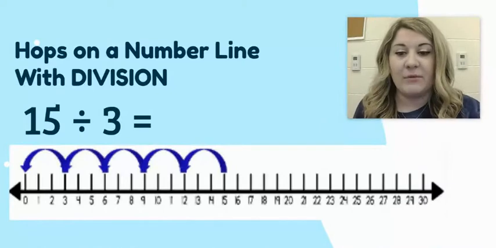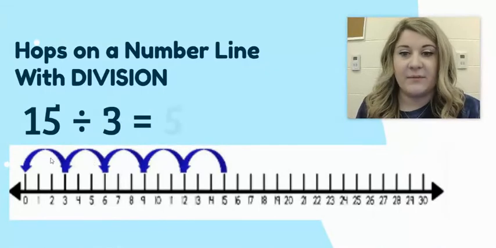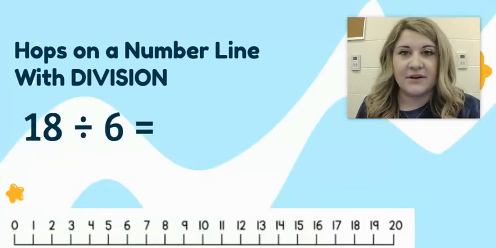We are just hopping backwards by 3. And then we count the number of hops. So 1, 2, 3, 4, 5. So my answer would be 5. And a good way to check this would be to say, does 5 times 3 equal 15? And it does, so that makes sense.